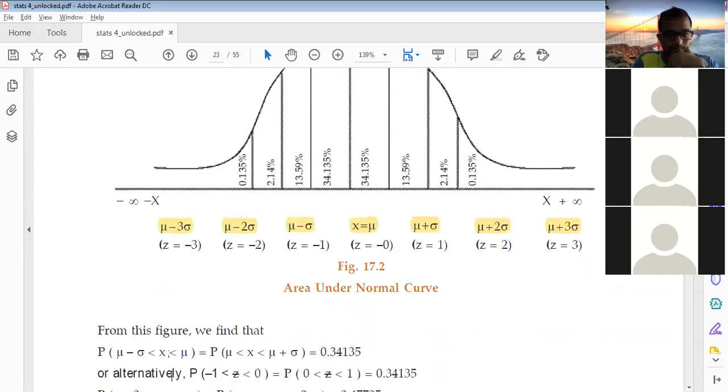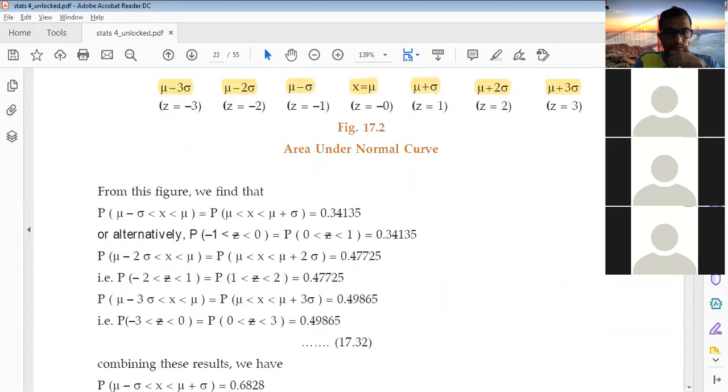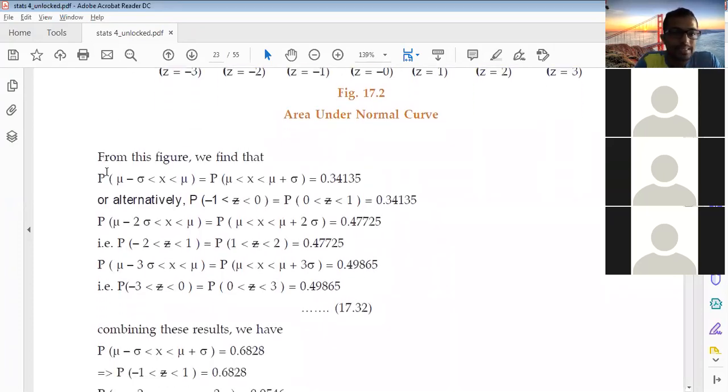Now, students, please know these areas. Sir, first neighborhood, what is the area, students, for the first neighborhood?